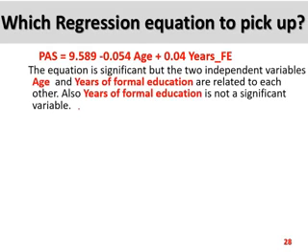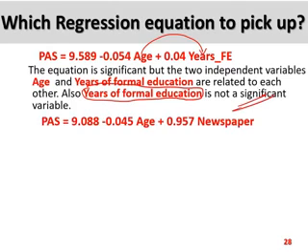Is it good? This equation is significant, but two independent variables, age and years of formal education, are related to each other. If you remember, we have shown that these were related to each other. After that also, forcefully, we had done the regression. Also another problem is there, that years of formal education, we found that it is not significant, underline. So why use this insignificant variable? Leave it, go to the next equation.